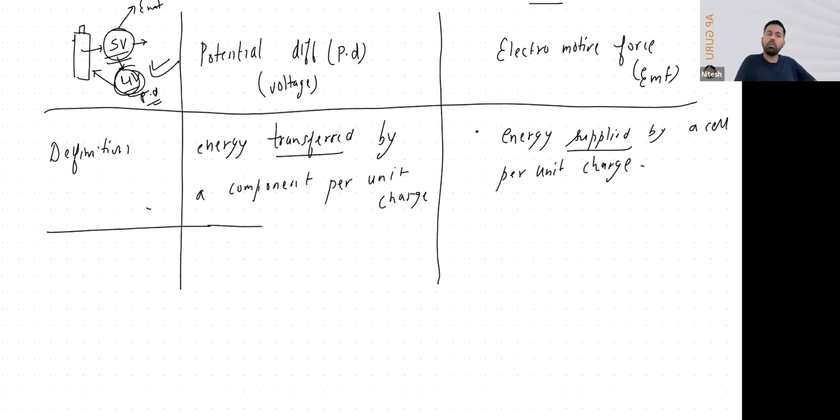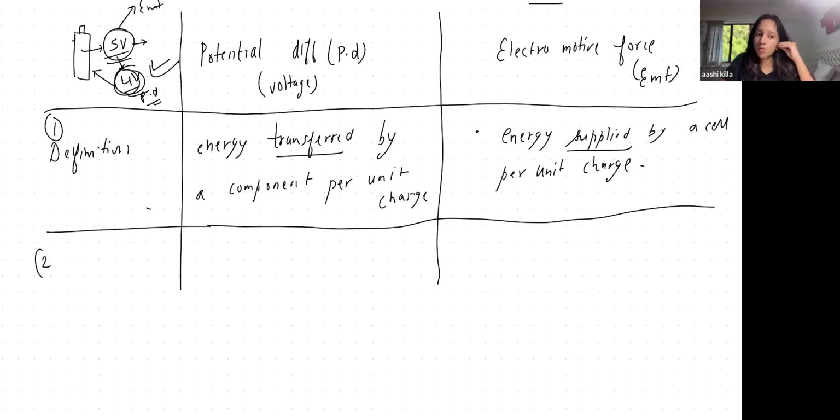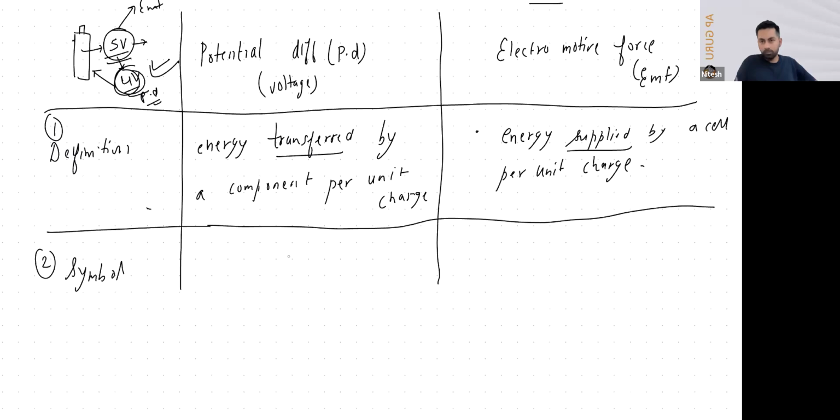So that's the difference, point number one. Point number two, let's talk about the symbol. Sorry, just one question. For the example that you gave with the 5 volts and the 4 volts, what exactly would be the potential difference and what would be the EMF? 4 volts is your potential difference, and 5 volts is the EMF.